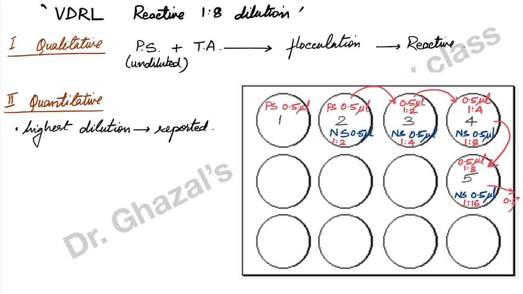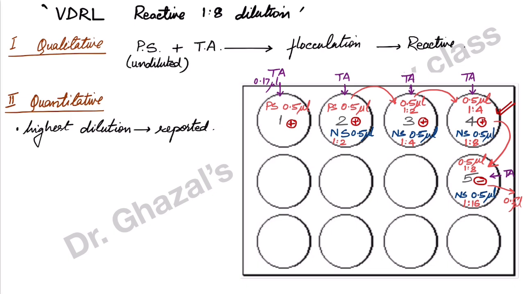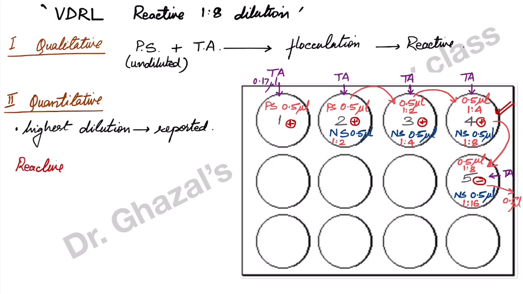Now we start adding test antigen, a free falling drop, which is about 0.17 microliter, to each of the 5 circles. If we can see the microflocculation in circle 1, 2, 3 and 4, but there is no flocculation in circle 5, then the VDRL will be said to be reactive at 1:8 dilution, which was circle 4. If we want to write the titer, it will be the inverse of the dilution, that is titer 8.